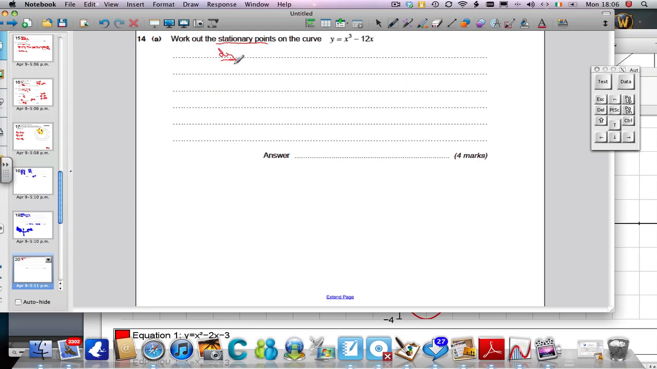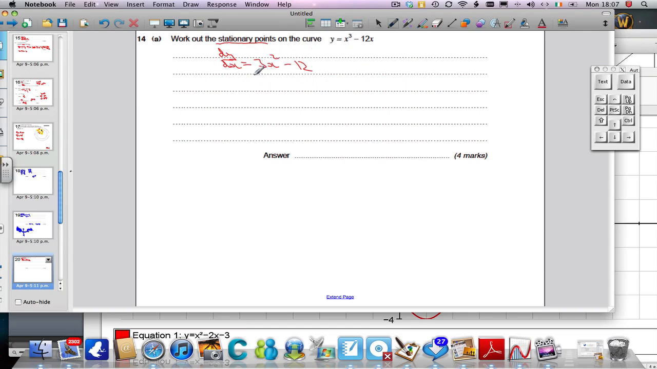So dy dx is equal to 3x squared minus 12. You multiply the power by the coefficient of x. So 3 times 1 gives us 3, and then reduce your power by 1. So 3 becomes 2.